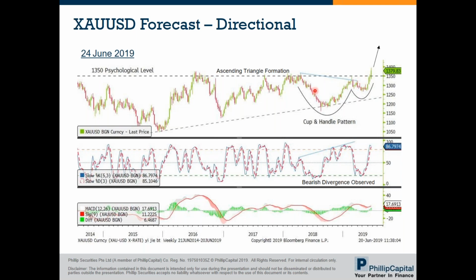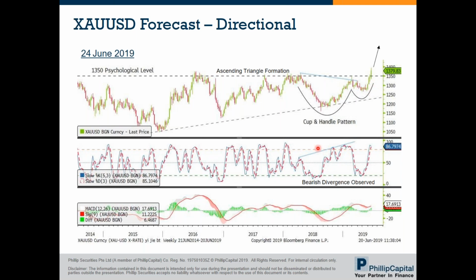So other than that, what else do I see? I see that a cup and handle pattern has formed. This is an extremely powerful reversal pattern, so prices tend to break out violently after this is observed, right? And then what else do I see?